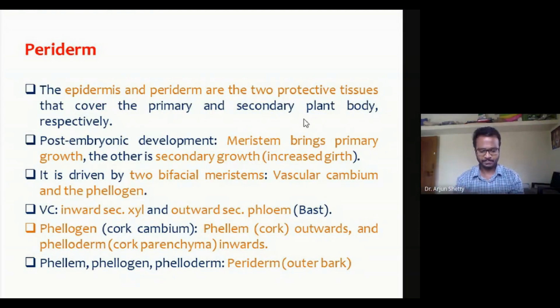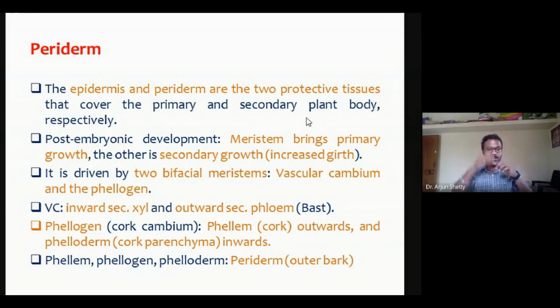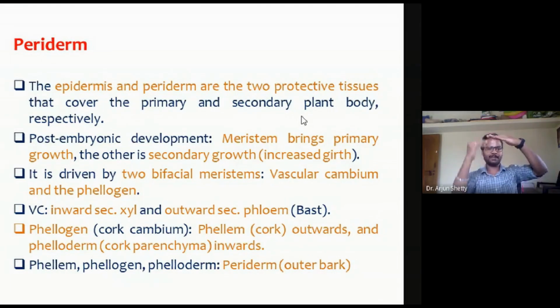Phellogen. Above this, we are going to see the phellogen. Phellogen is again a cork cambium. This cork cambium divides and forms the phellem through outward division, and through inward division it leads to the formation of the phelloderm. This is cork parenchyma cells.